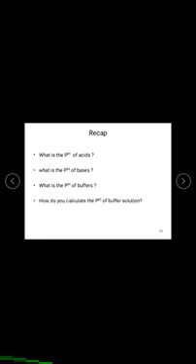Just now we discussed this. What is the pH of the acids? Generally that is 0 to less than 7. What is the pH of the bases? That is above 7 to 14. What is the pH of buffers? Now we have to discuss that. That is two types. Next, how do you calculate the pH of a buffer solution?